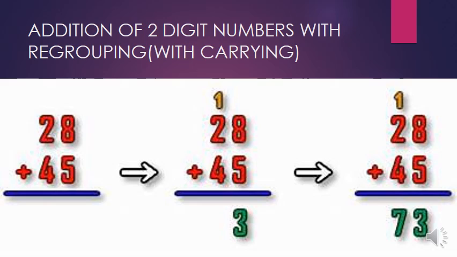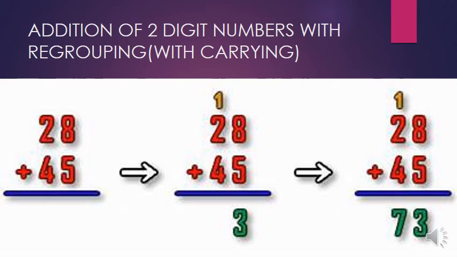So here on the ones place, 8 and 5 are there. Keep 8 in your mind and 5 on the finger. After 8, what comes? 9, 10, 11, 12, 13. We got 13. But we can't write all of 13 down here.